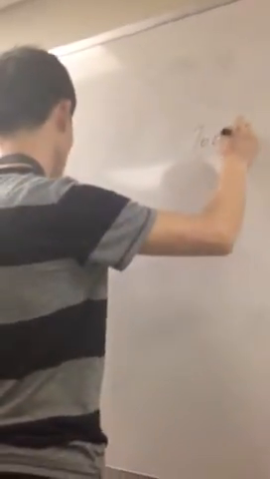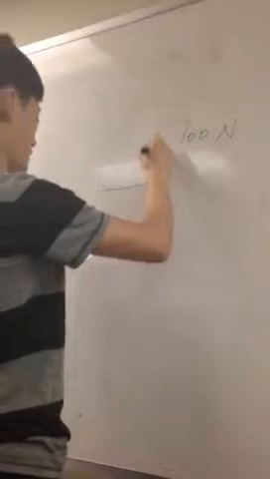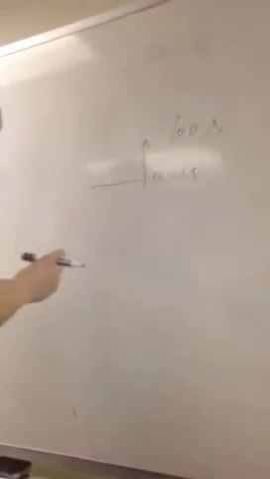That's the elevator question. This person's weight is 700 Newton. It's on an elevator going up with an acceleration of 1.5. So on this person, what forces are there?